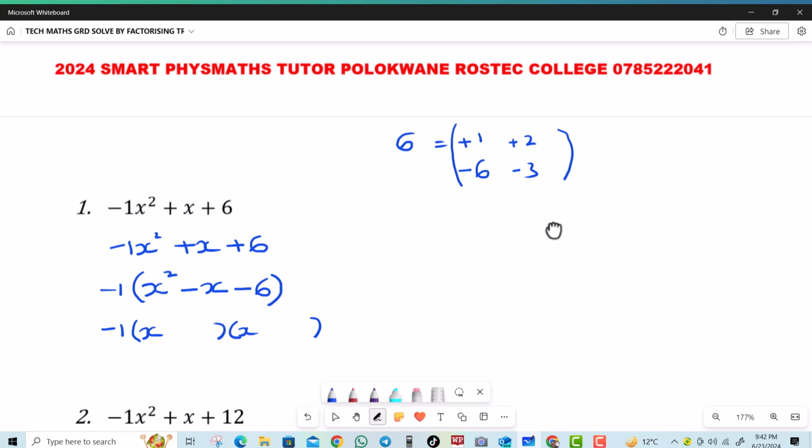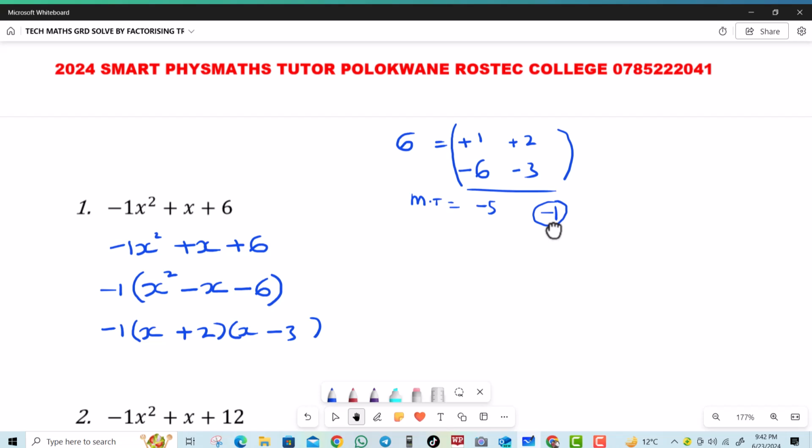Now, if you add these factors, let's see the middle term which we get here. Our middle term, we're going to get what? When you add negative 6 plus 1, you get negative 5, okay? And then what about negative 3 plus 2? You get negative 1. Now, as you can see, the negative 1 is what we have in the middle term here. So, meaning that we're going to use these factors here. So, we're going to say plus 2, and then minus what? Minus 3. Okay. That's our answer here.